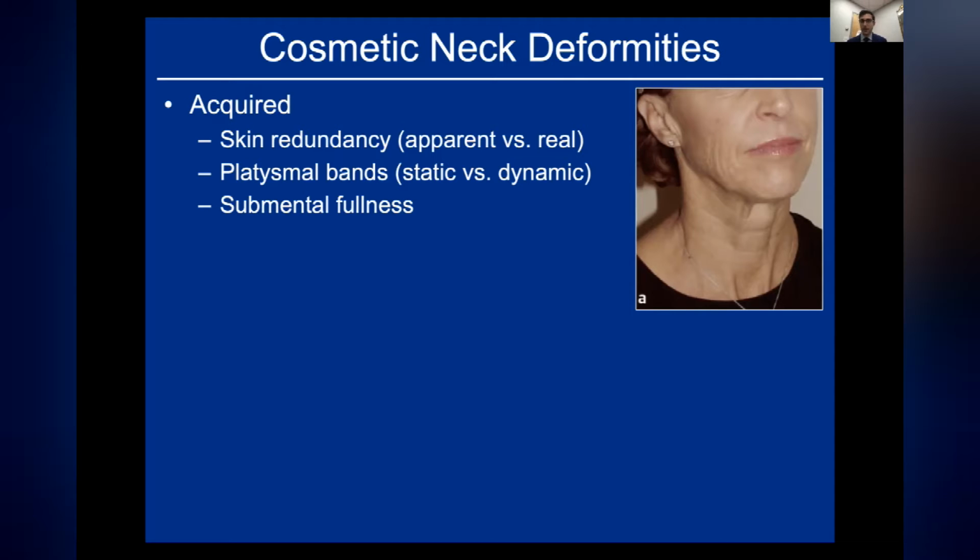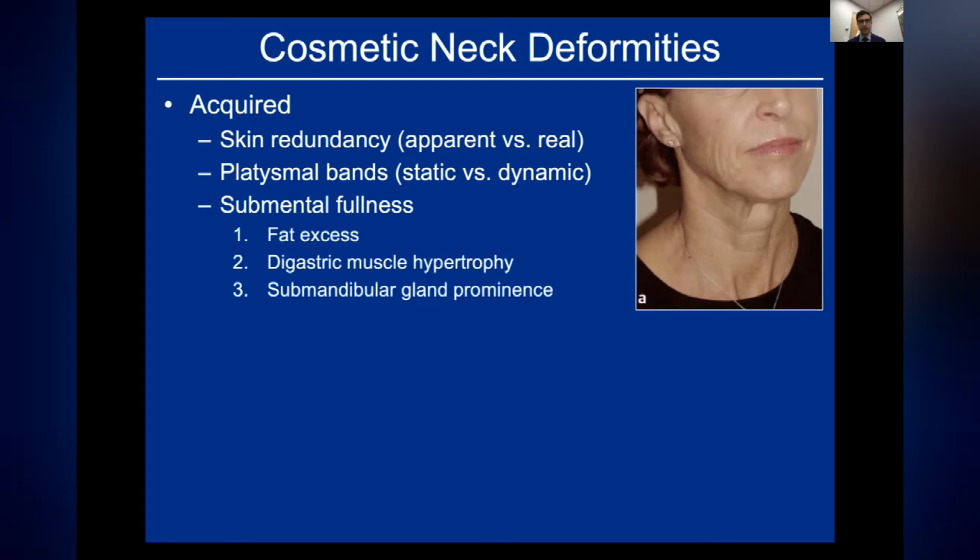Platysmal bands, which can of course be static, i.e. present at rest, or dynamic, present on animation. And of course, these bands can be either medial, lateral, or both. And then lastly is submental fullness, which can be broken down into fat excess, digastric muscle hypertrophy, and submandibular gland prominence. Submandibular gland prominence being either from hypertrophy or ptosis.